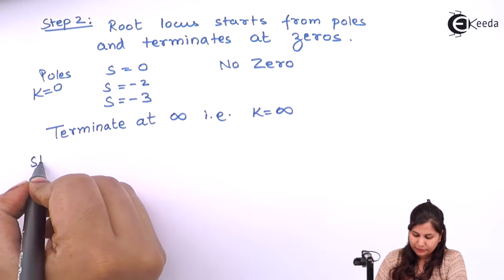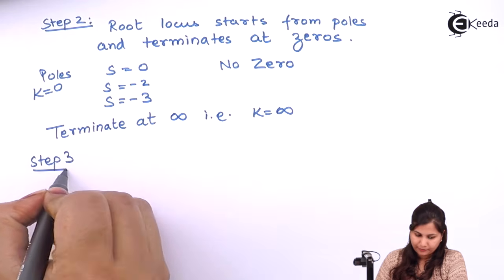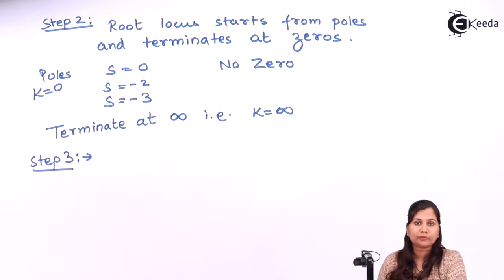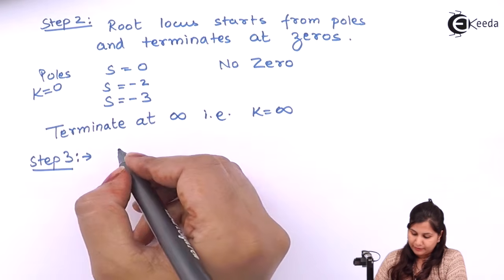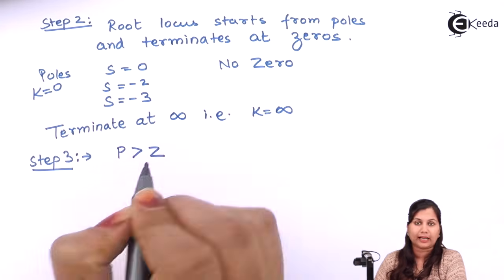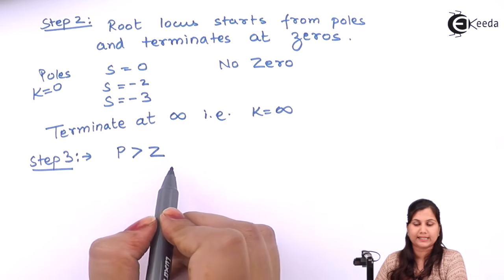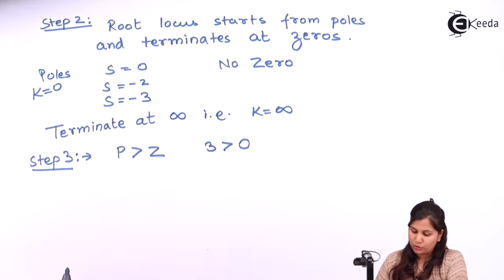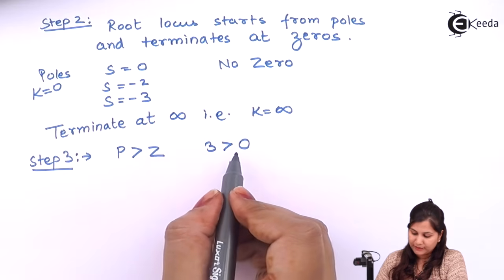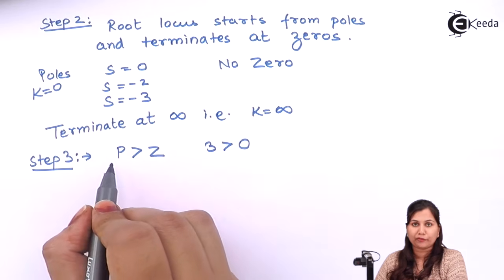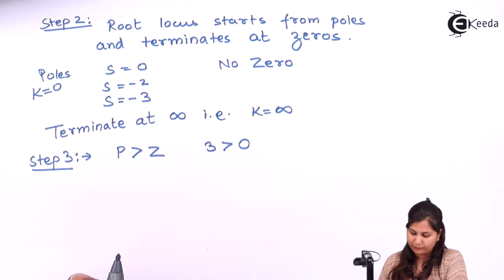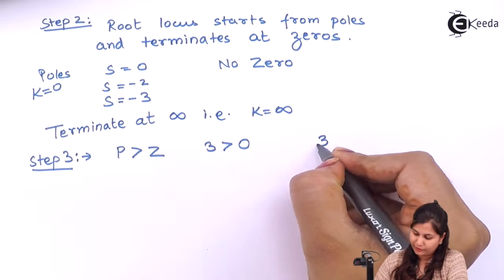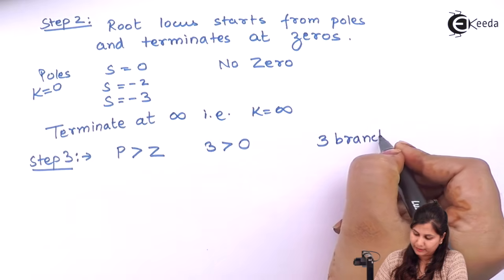Now step 3. In step 3, we will determine the direction of the root locus branches. Here we have P greater than Z, that is the number of poles is greater than the number of zeros. Poles are 3 and zeros are 0. So the number of branches equals the number of poles, that is, there will be 3 branches of the root locus.